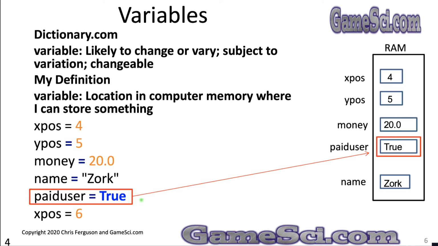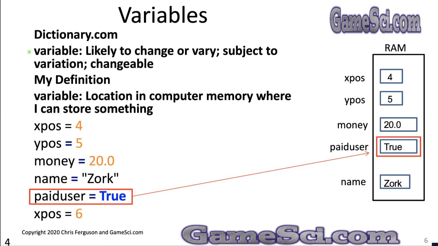Paid user equals true. This is a Boolean data type. Python has a data type where you can store just true or just false in it. I decided to assign true, so a value representing true is stored in RAM memory for later use.